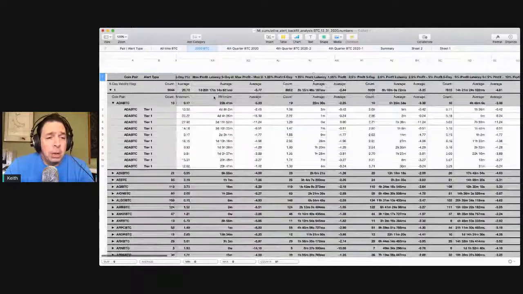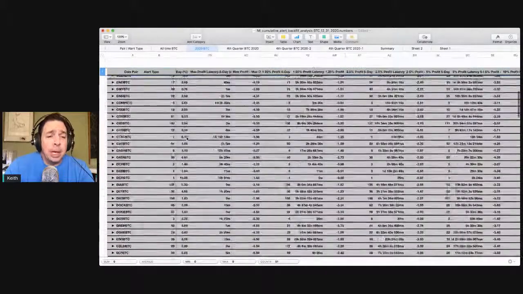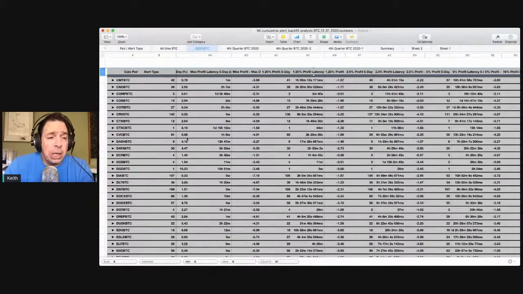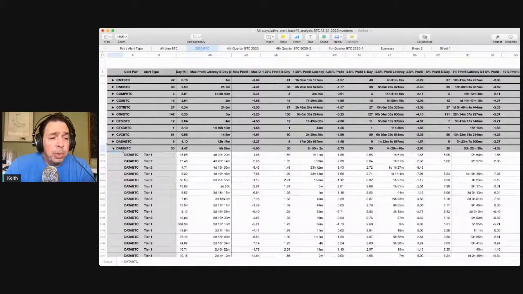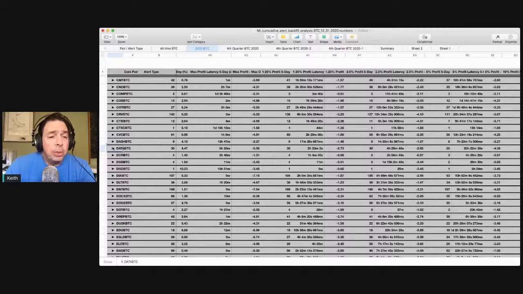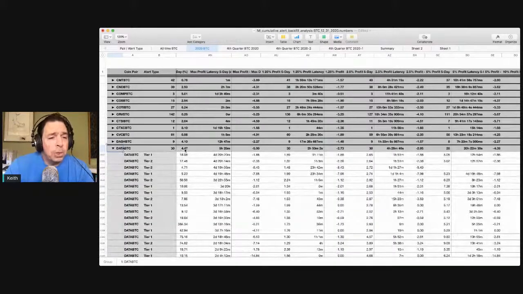And again, I'll go to just a random one because I'm not trying to cherry pick here. I want you to see as accurately as I can show you. Here we go. Data BTC. Through 30 signals over the course of the year, which doesn't sound like a lot. However, you have to consider you've got hundreds and hundreds of pairs that we're doing this on. So over the course of the year, it ends up being thousands of signals, especially when you include USDT pairs, if you want to trade that way as well.